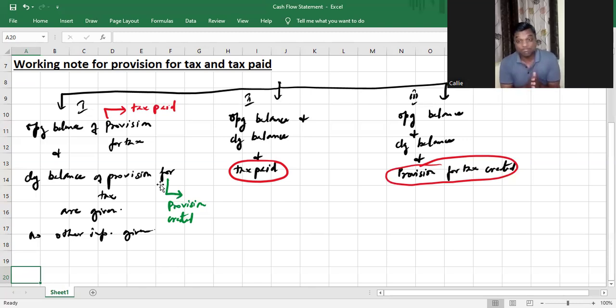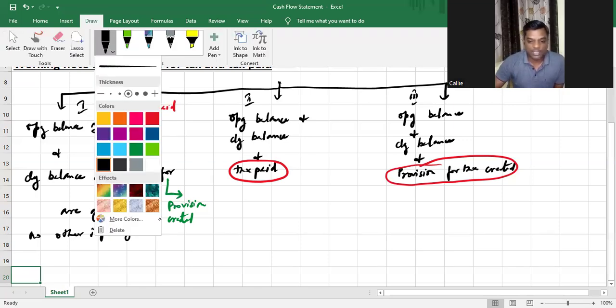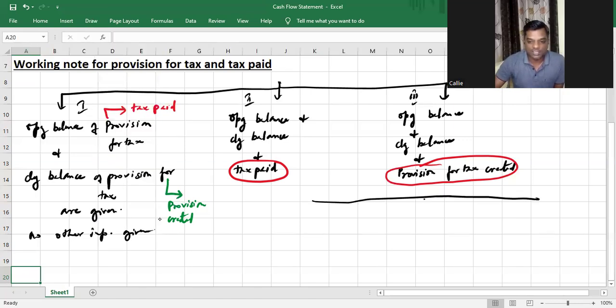Sorry, my dear children. If no other information other than opening balance and closing balance are given, you don't have to prepare any working note. In case there is information like opening and closing balance are given, and along with that, amount of tax paid is given in the question, or if opening and closing balance are given, and along with that, provision created is given in the question, then in that case, we will have to prepare the working note. By working note, I mean the provision for tax ledger.